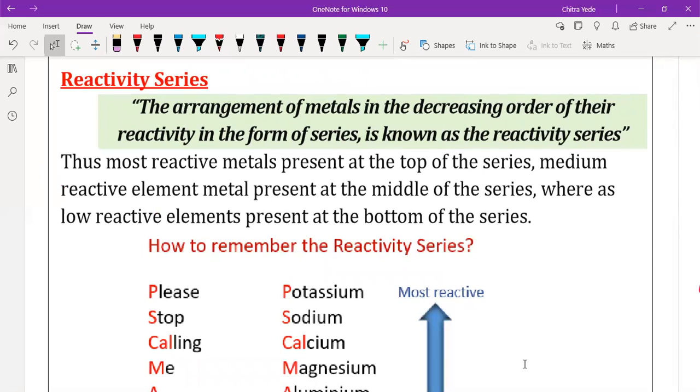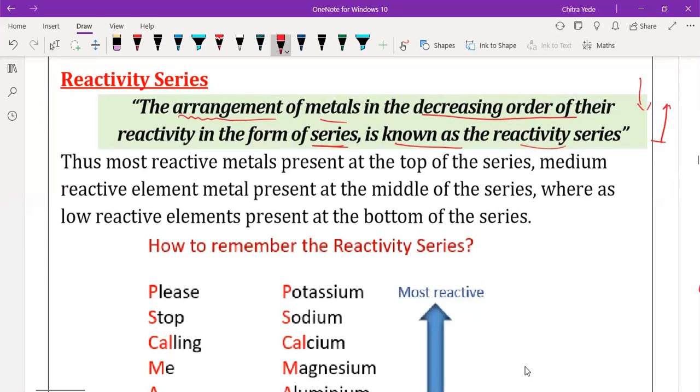Okay, sir, wait, I'm just writing. First we have to discuss. The arrangement of metals in decreasing order of reactivity. From top to bottom we arrange in decreasing order, or from bottom to top we are arranging in increasing order, in the form of a series. That's why it is called reactivity series. So let me show you the reactivity series.